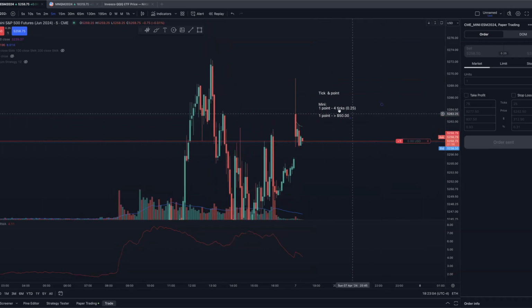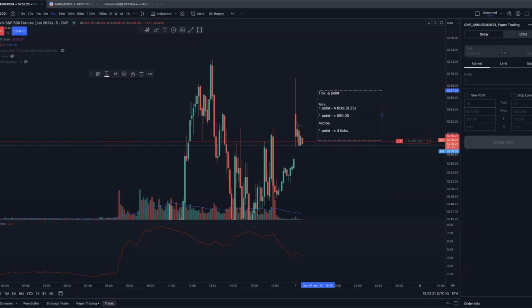So with that being said, what's the difference between this and micro, by the way? We spoke about minis right now. So what about micros then? Micros, exactly the same. 1 point is 4 ticks. But for every point it moves, you're going to be making $5 instead of $50.